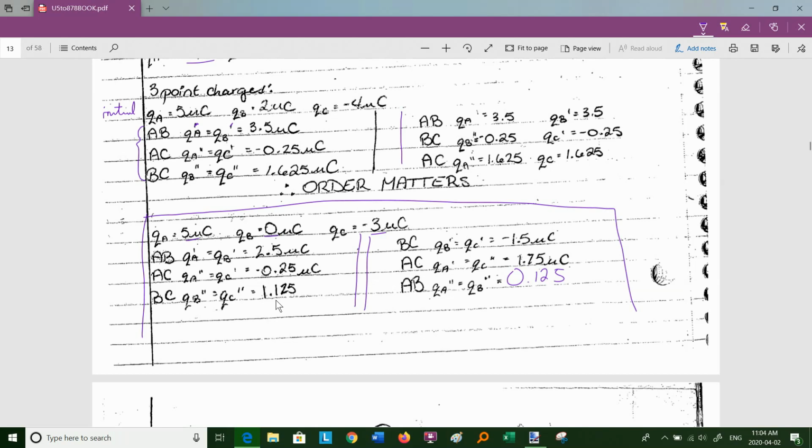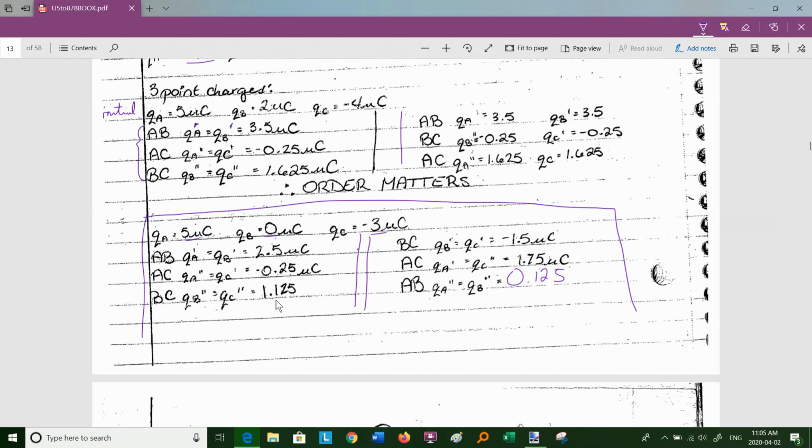Let's look at this again. 5 and 0, take 2.5 on each, and then A and C, so 2.5 and -3. 2.5 minus 3, divide that by 2, -0.25. And then my B final and my C final are both 1.125. So 1.125 times 2 is 2.25. A is -0.25, so minus 0.25, and it works to get 2. That's how that's going to work.